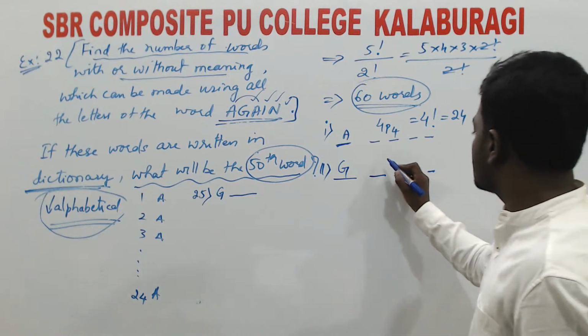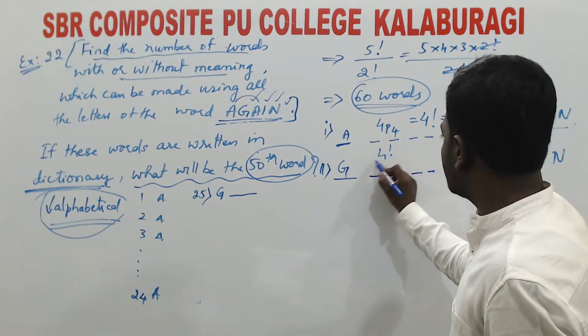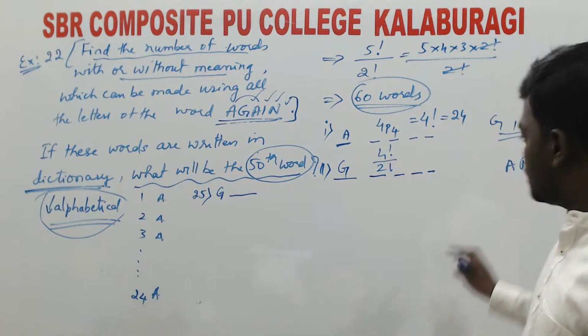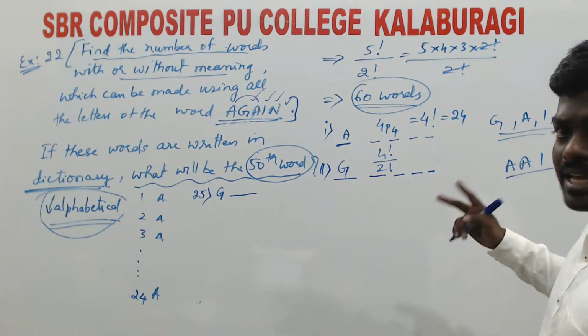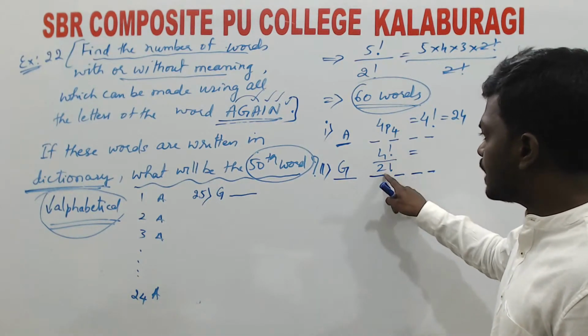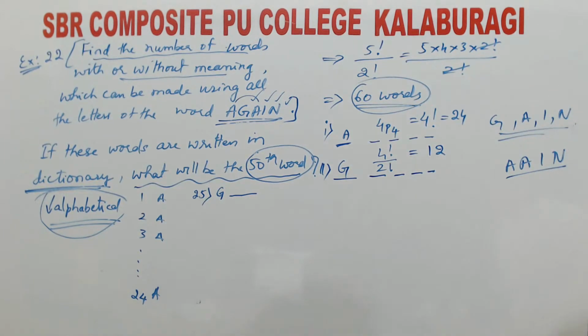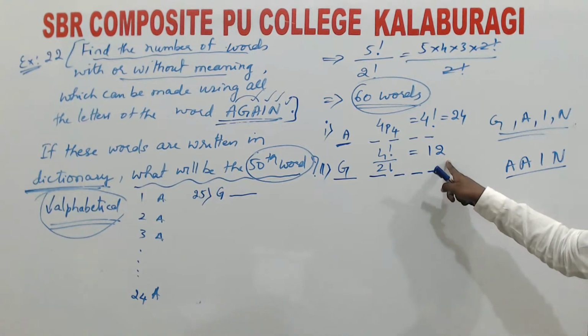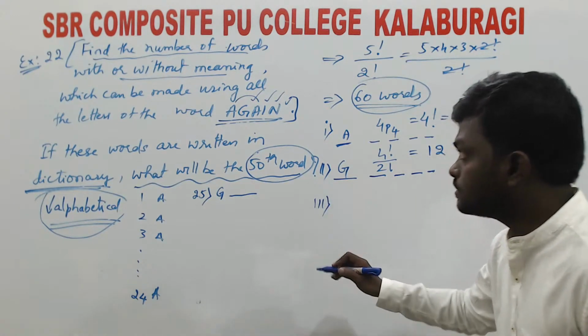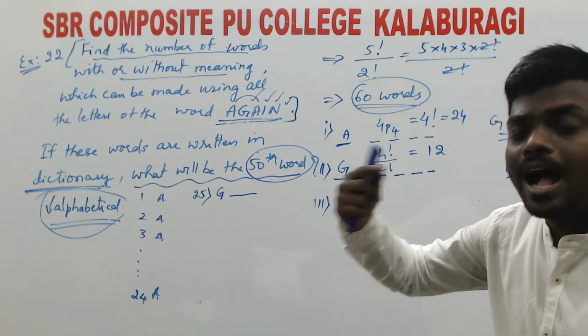Distinct letters. So it will be 4 factorial by 2 factorial ways, because in this collection A is appearing twice. So 4 factorial by 2 factorial, just check, students, it will be 12 words. Okay, it will be 12 words. Similarly, after G, H, I.